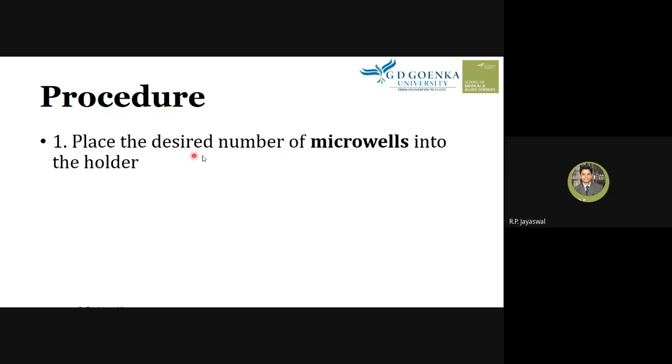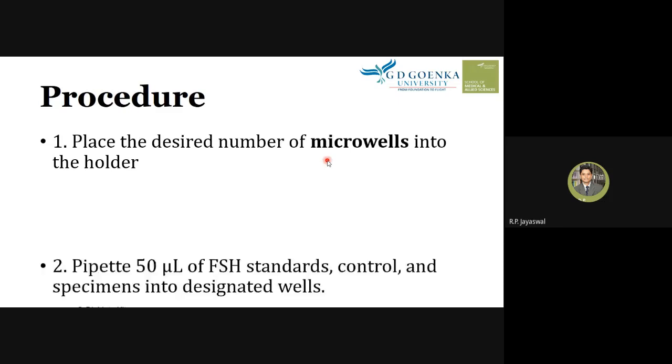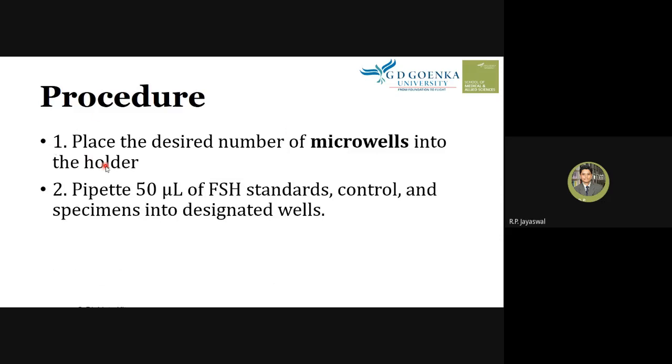The procedure we can start from here: place the desired number of microwells in the holder. Desired number means how many microwells we require. We should keep them in the holder, and we should label them. The first well belongs to the first standard, the second well to what should be known and planned accordingly. Each and every well should be labeled, okay.